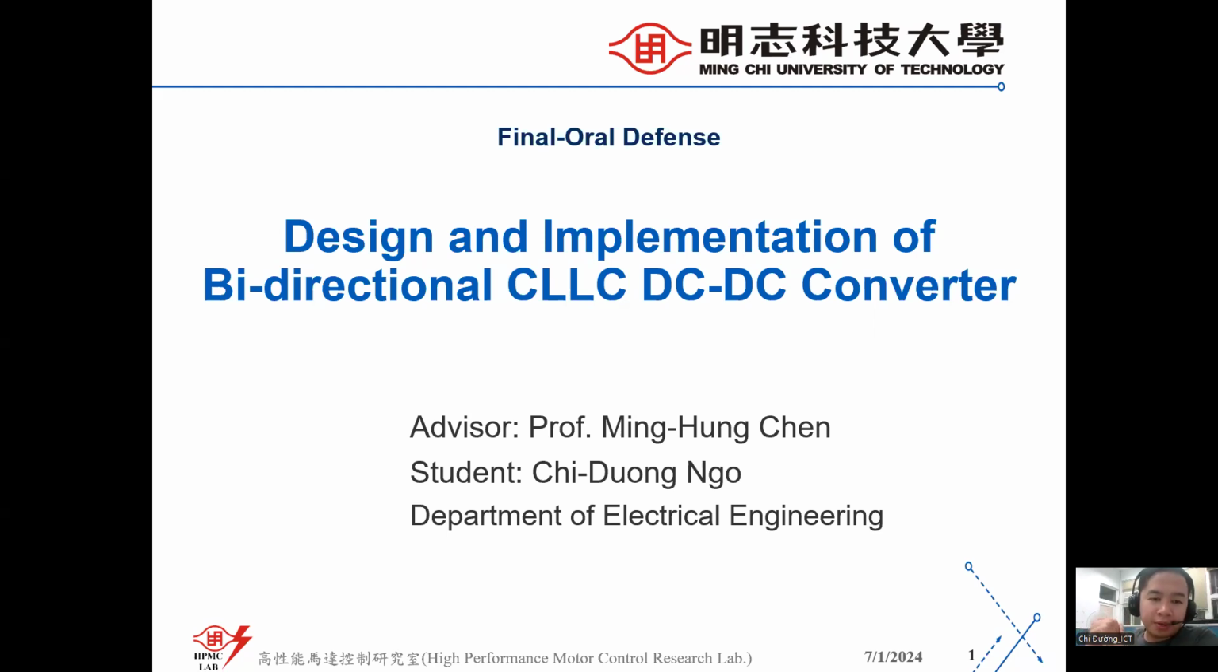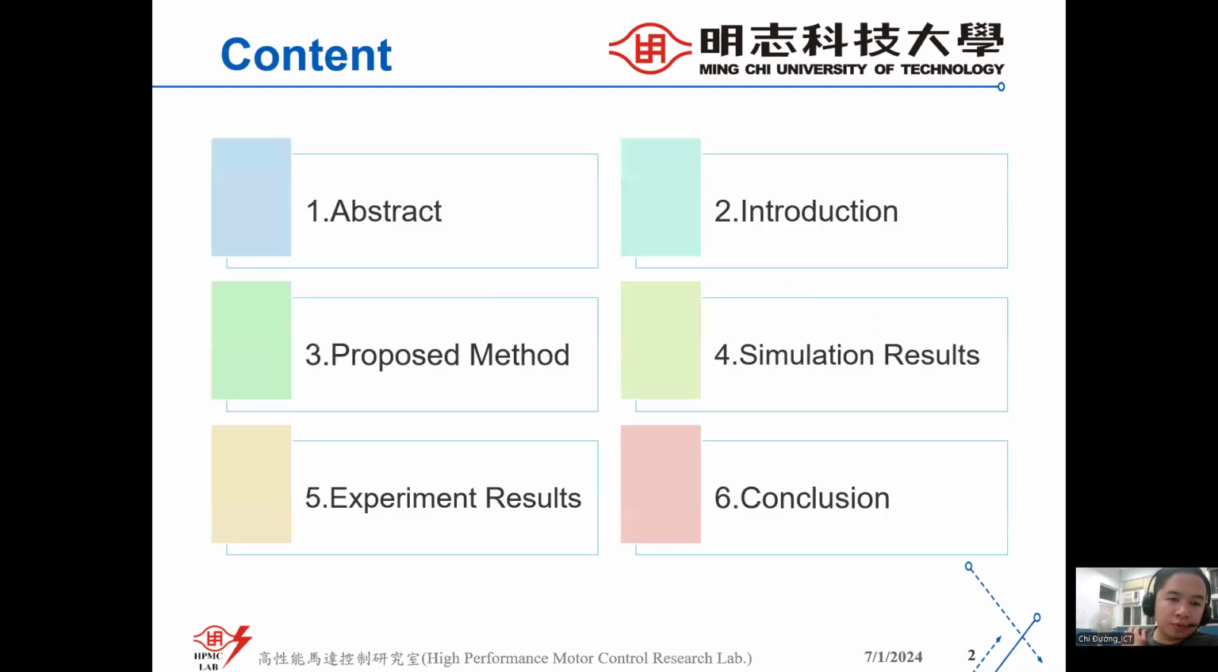Today, I will present my thesis topic: design and implementation of a bi-directional CLLC DC-DC converter. My content includes six parts. The first, abstract. Second, introduction. Third, problem method or simulation result. Fifth, experiment result. And lastly, conclusion.